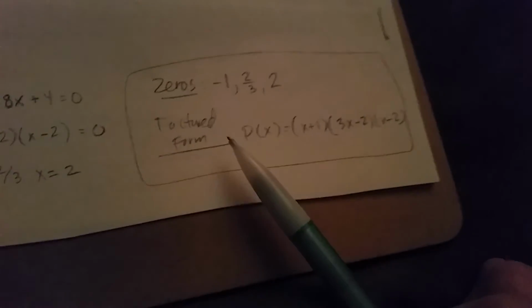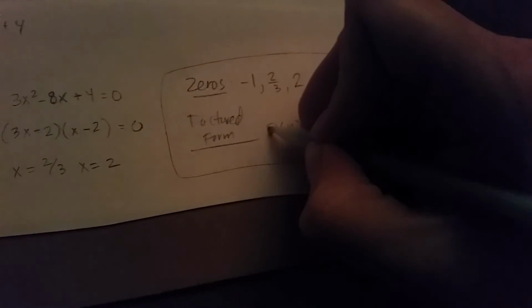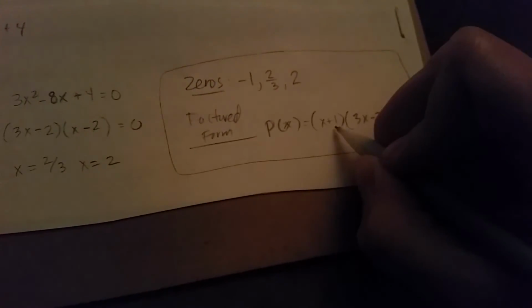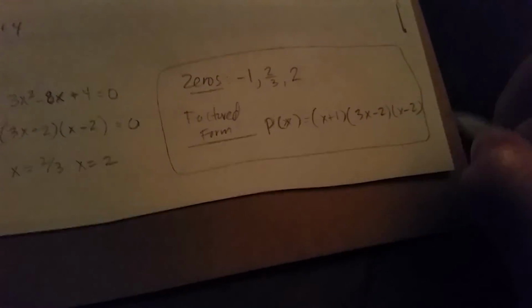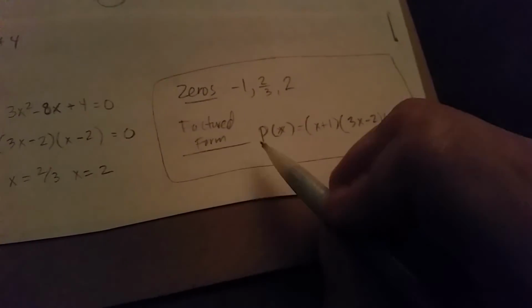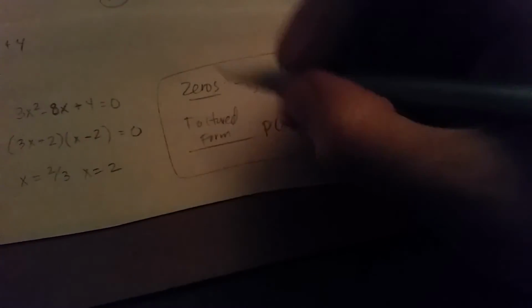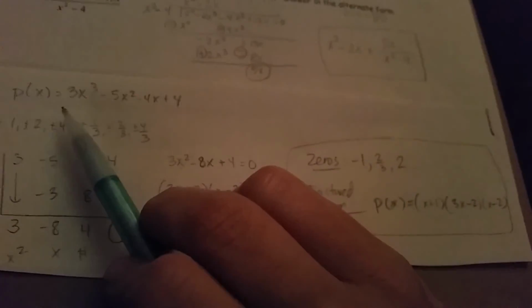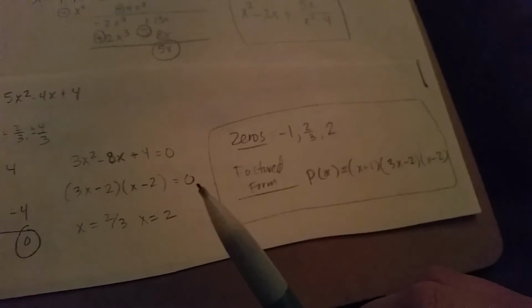And the polynomial given is called p of x. So p of x is going to equal x plus 1 multiplied by 3x minus 2 multiplied by x minus 2. So this is going to be your factored form of the polynomial. And then your zeros are -1, 2/3, and 2. Okay, and I know I found all my zeros for this because the degree is 3, and I have my 3 real and rational zeros.